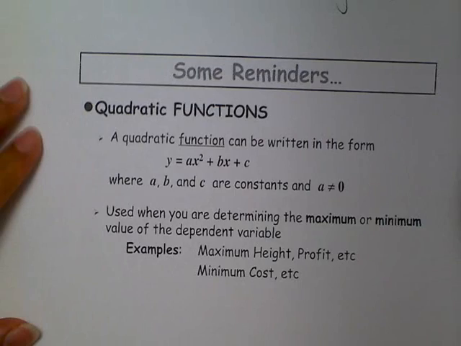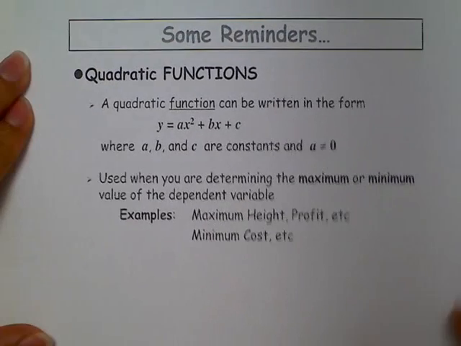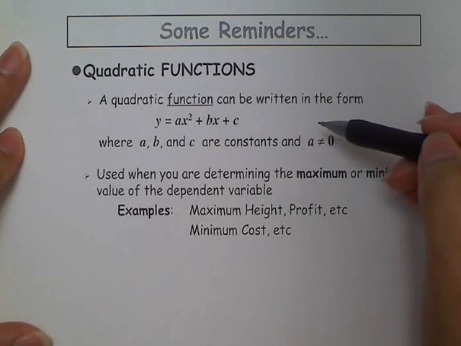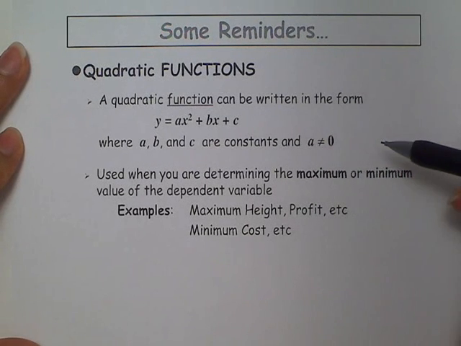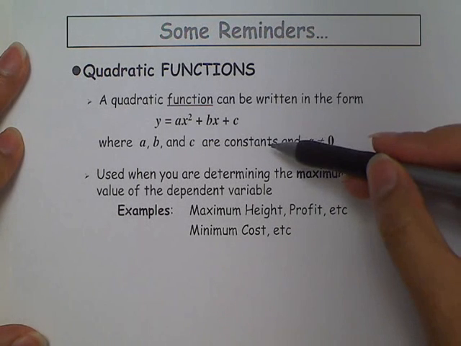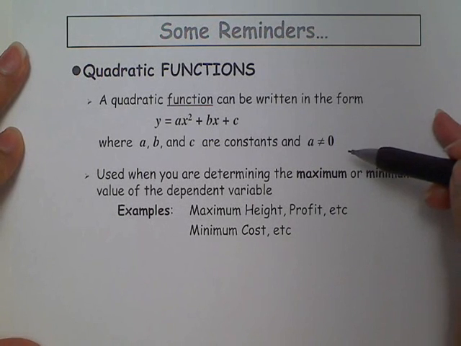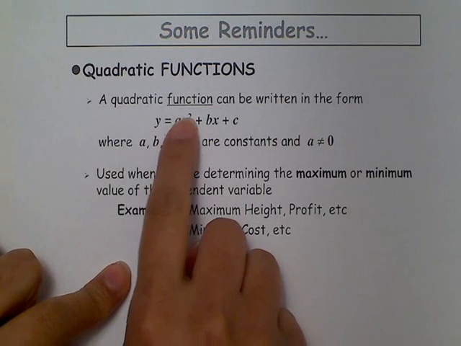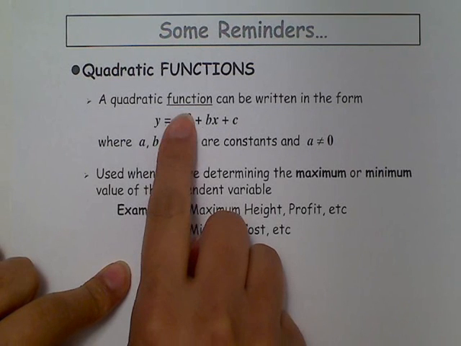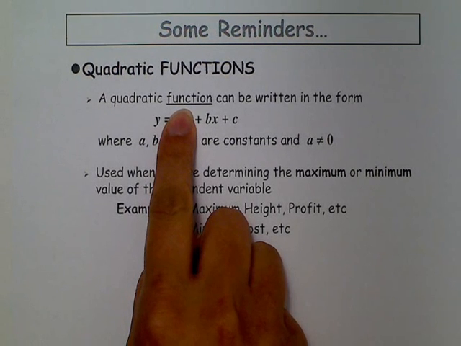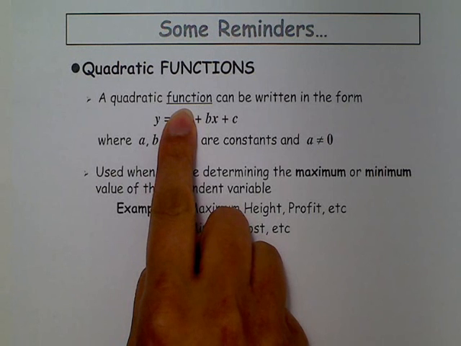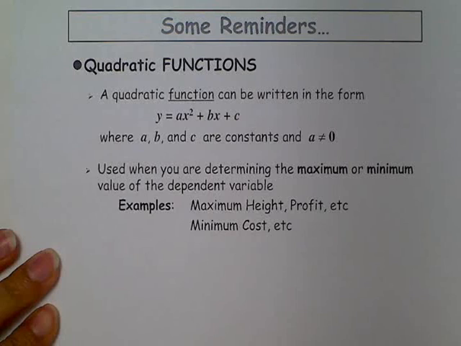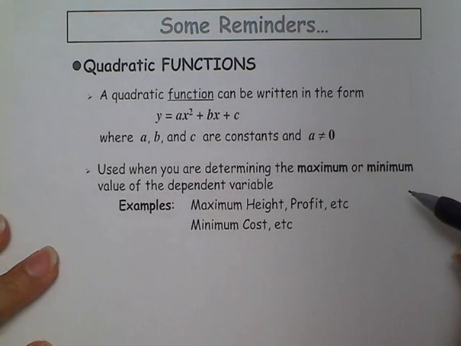So, just a few reminders for you. If you are looking at quadratic functions, a quadratic function can be written in the form y equals ax squared plus bx plus c, where a, b, and c are constants, so they just represent a number, and a cannot be equal to 0. And if you think about what happens if a is equal to 0, a times x squared would give you 0 times x squared, and so what you'd be left with is bx plus c, which actually represents a linear relation and not a quadratic one. So that's the reason why the restriction of a not equal to 0 is there.